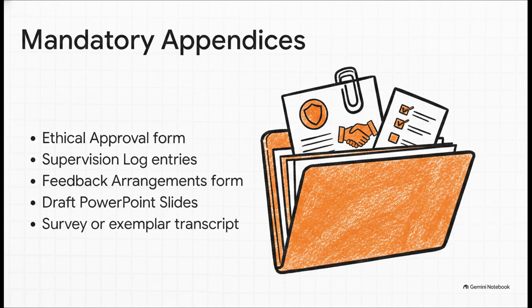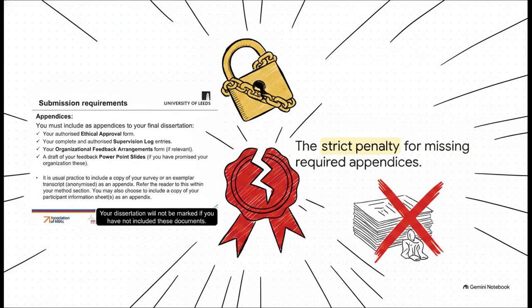Guys, these are not optional add-ons. If you think I'm overstating how important these administrative docs are, just look at this stark warning taken straight from the university guidelines. It explicitly states that your dissertation will not be marked if you miss these documents. That is a massive penalty. You could literally write a masterpiece, an absolute game changer of a paper. But if you forget your ethical approval form in the appendix, it won't even be graded.